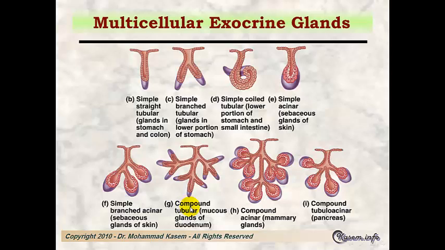And this one is compound tubular, like the mucous glands of the duodenum. And this one is compound acinar, like the mammary gland, has acini but compound. Many of them are bound together, like the mammary gland. And this one is compound tubulo-acinar, like those of the pancreas, the exocrine pancreas, of course.